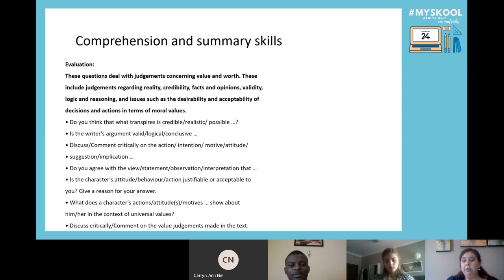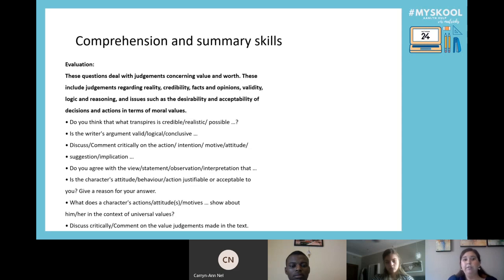Yes, okay, credible means like when someone says something, is it from a credible source? Can you give it any credit? Okay, can you believe what this person is saying? Okay, is the writer's argument valid, logical, conclusive? Discuss or comment critically on the action, intention, motive, attitude, suggestion or implication.